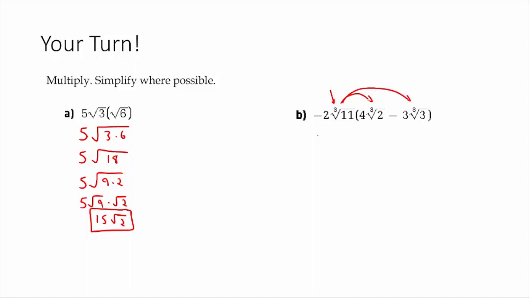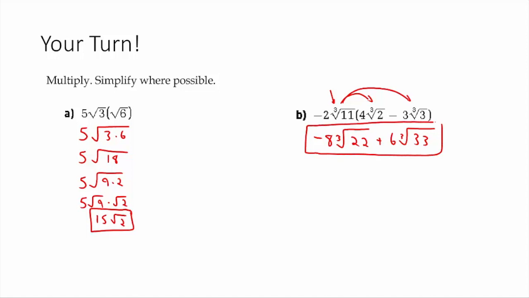So negative 2 times 4 is negative 8. The cube root of 11 times the cube root of 2 is the cube root of 22. And then we're going to go negative 2 times negative 3 is a positive 6. And then the cube root of 11 times the cube root of 3 is the cube root of 33. I'm looking. I am not seeing any perfect cubes in either one, which means that that's our final answer.